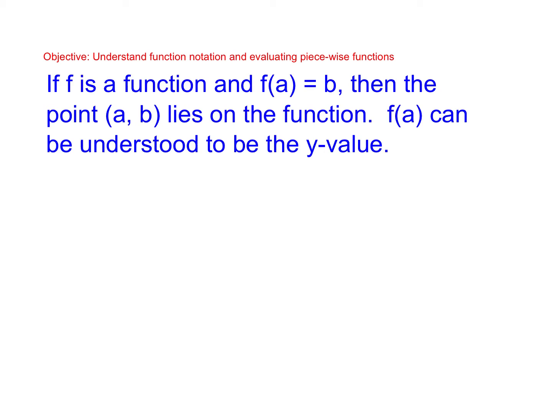So when you see f of a equals b, one way you can think about it is a is your x value, b is your y value. So a lot of times, especially in higher level math, instead of writing 7, 3 as a point, they'll say f of 7 equals 3. 7 is your x value, 3 is your y value.